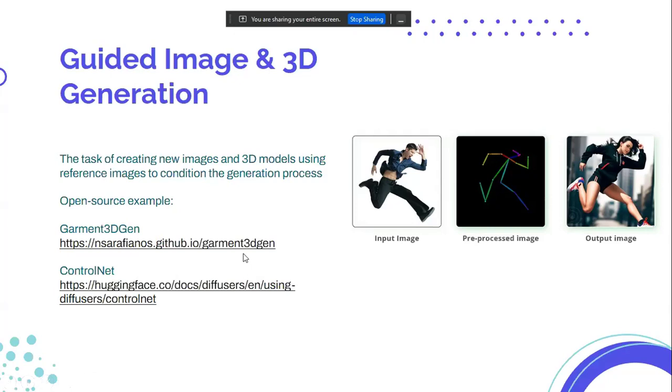It's called Garment 3D Gen. This was created by Meta Reality Labs, and it's taking fashion images, images of clothing, and then it outputs a 3D model of that garment. And we'll see how it works in a moment.